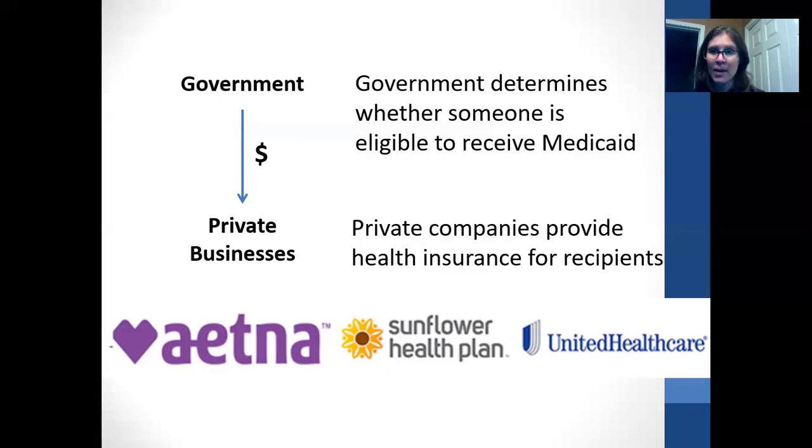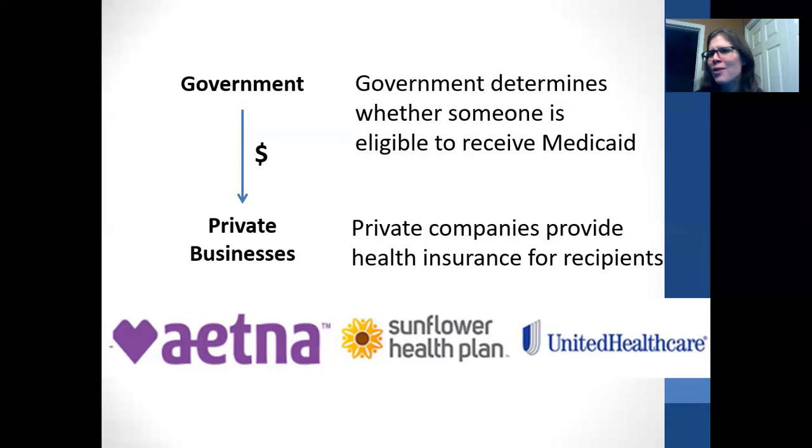way that they receive the Medicaid is through a private health insurance company. If you pay for your health insurance through Aetna or United, they also have Medicaid options. So you can sign up for one of their Medicaid plans if you're deemed eligible to receive Medicaid. So the government determines someone's eligible, and then they pay private businesses to provide health insurance for the recipients. The government tends to pay them per person.